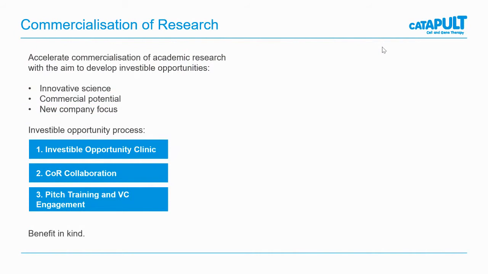And they identify those areas that are weak, areas that may need improvement. They can evaluate what goes well, what goes wrong, and they can provide their input into what needs to be done for the group to develop a stronger case in order to move faster through the commercialization journey. So following that investable opportunity clinic, our teams at the Catapult can provide a report that outlines all these areas that could be further improved.